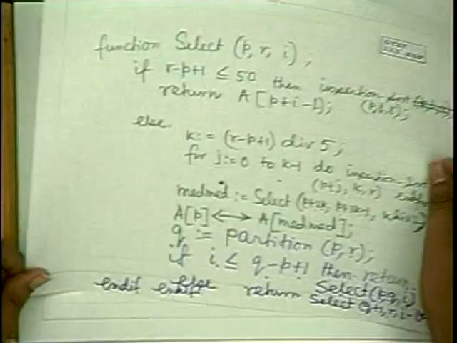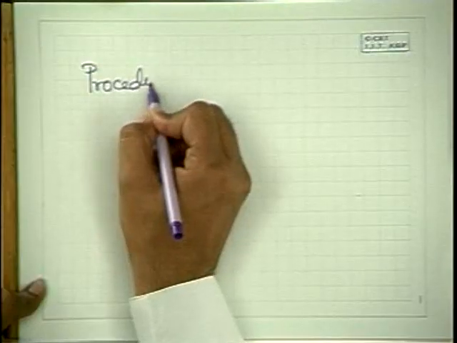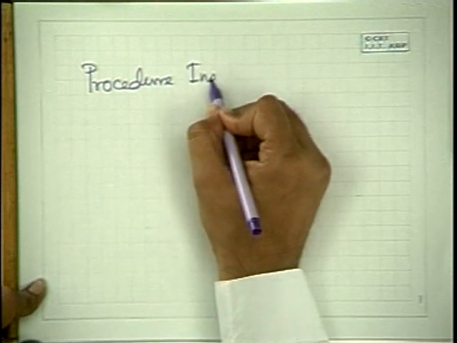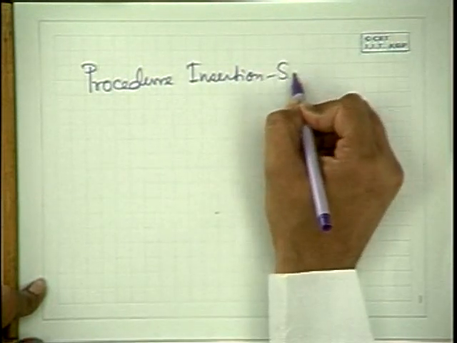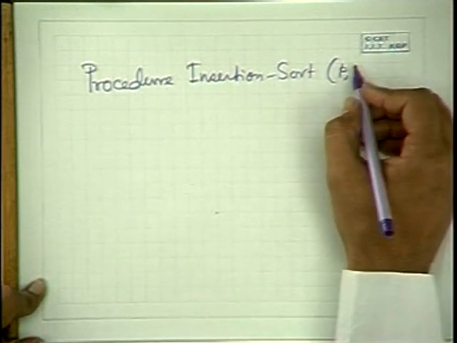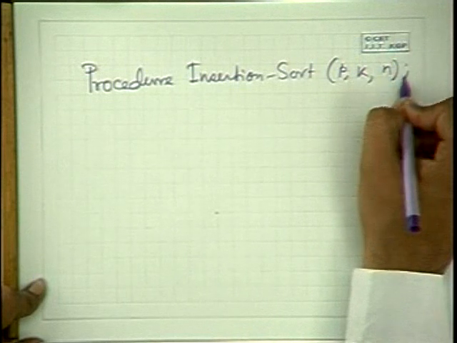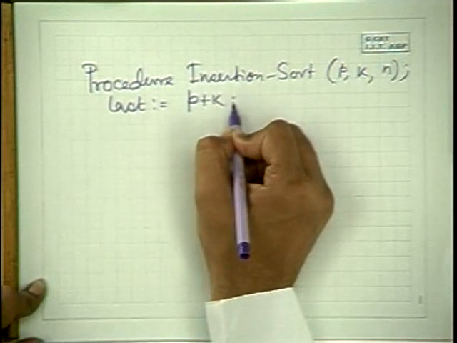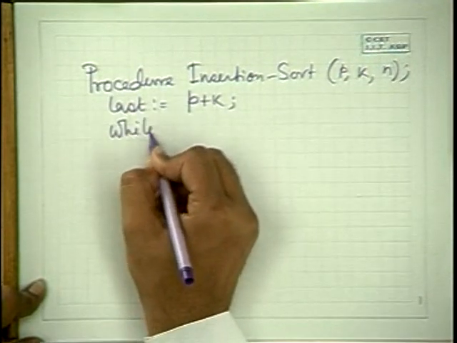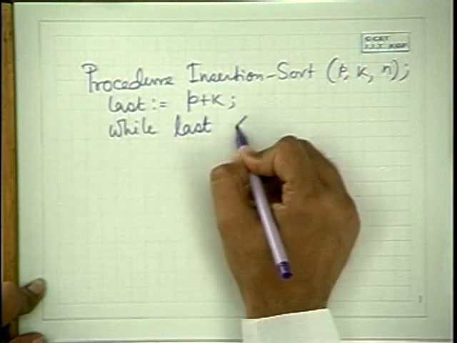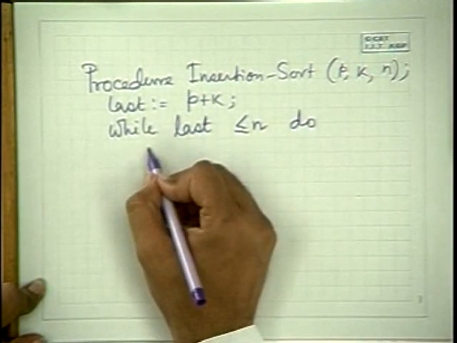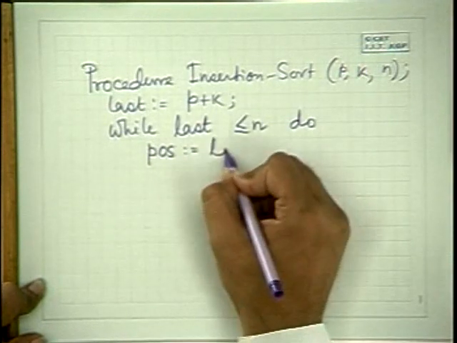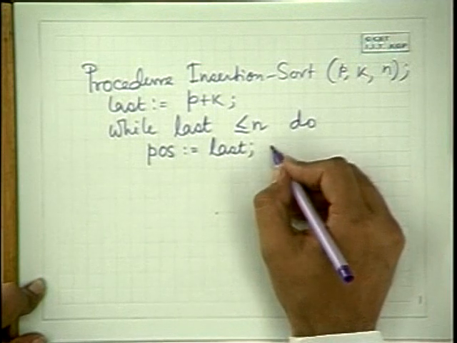So somebody asked what the algorithm for insertion sort is. I hope you can write it yourself, but since you asked, I am going to write it again. Procedure insertion sort p, k, n. Last is p plus k. While last is less than or equal to n, do position equal to last. I don't have to explain why this is.